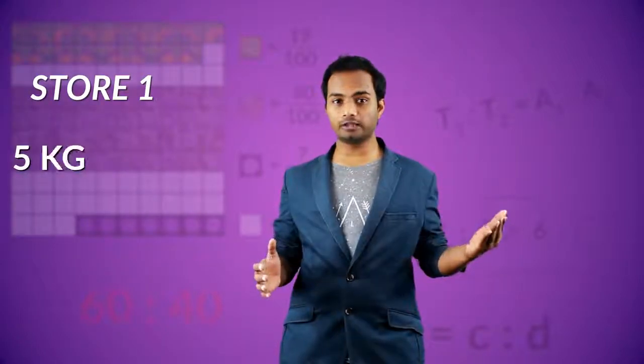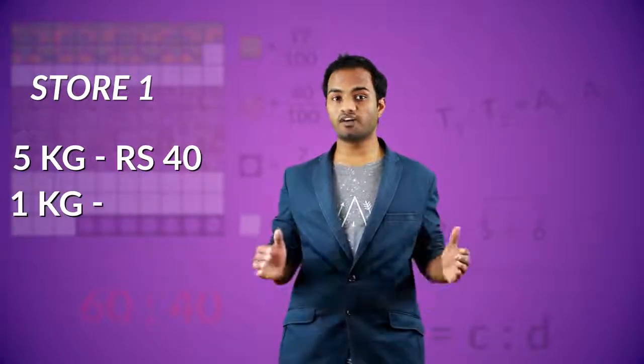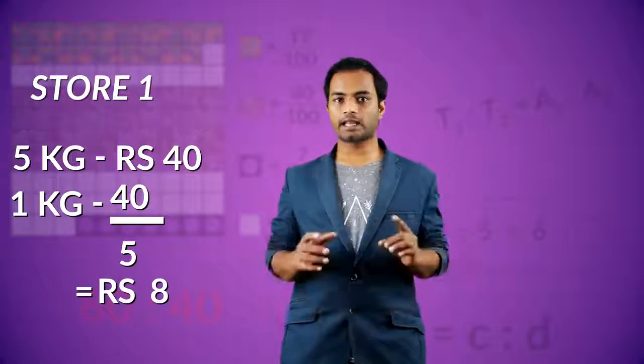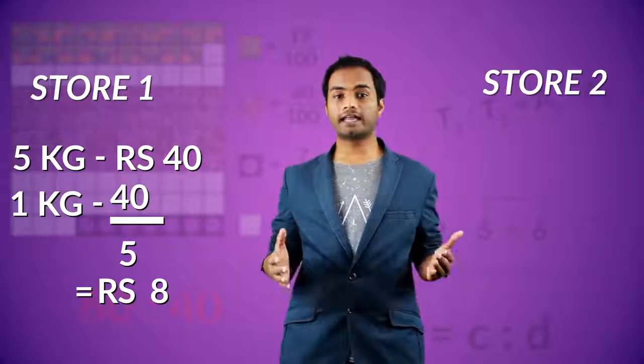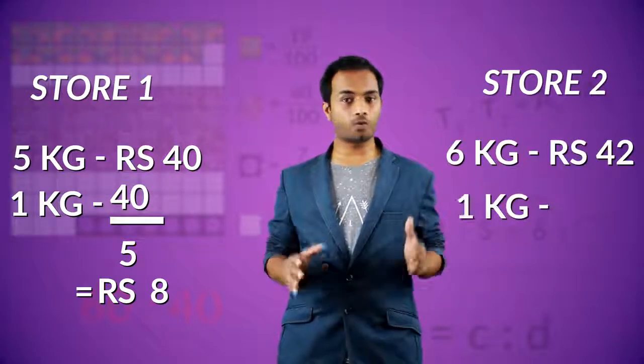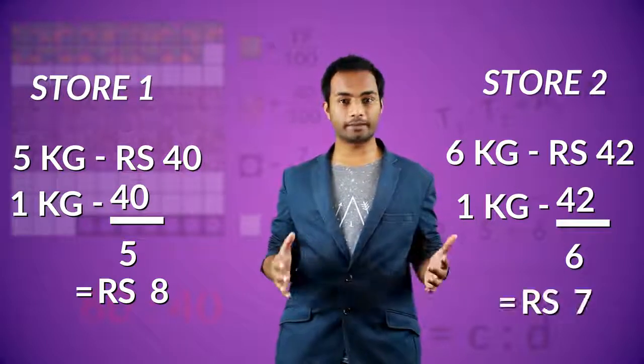So let's say, what's the price of 1 kilo of tomatoes in the first store? Well, you know that you get 5 kilos for 40 rupees. So that means you get 1 kilo for 40 divided by 5, which is 8 rupees. And in the second store, you get 42 rupees for 6 kilos. So that means 1 kilo would cost 42 by 6, which is 7 rupees.